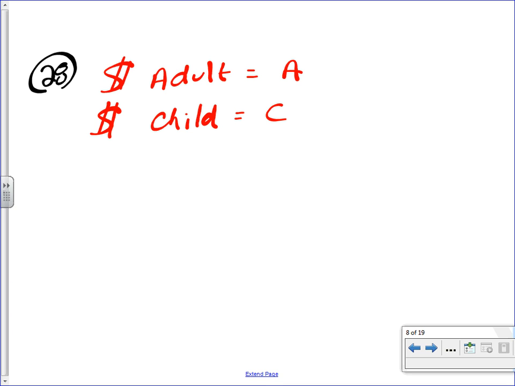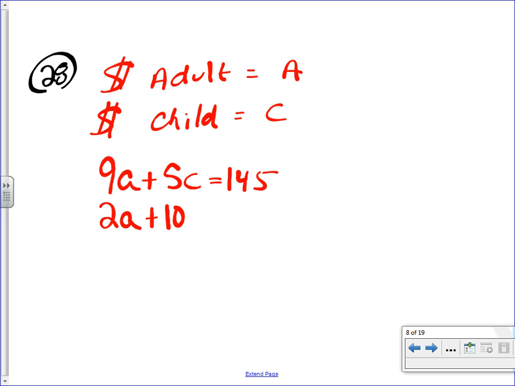All right, so let's take the first day. We sold 9 adult tickets, so there's 9A. We also sold 5 child tickets, so that would be 5C. And the total amount of money we raised was $145. So there's the first equation. The next one here, we had 2 adult tickets, 10 child tickets, and that day we raised $130. So this is our system.